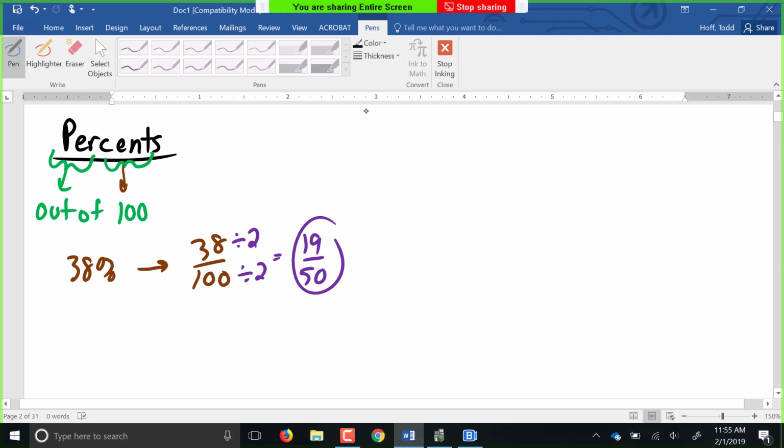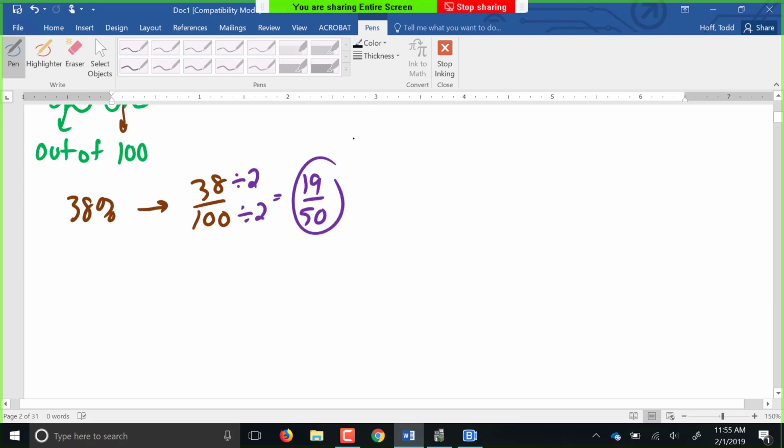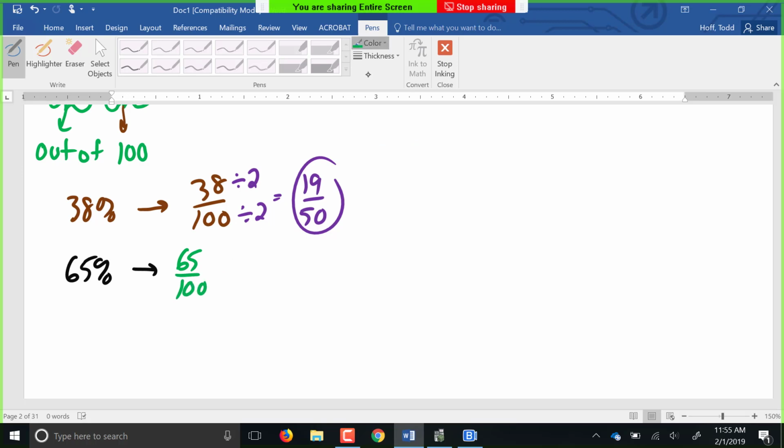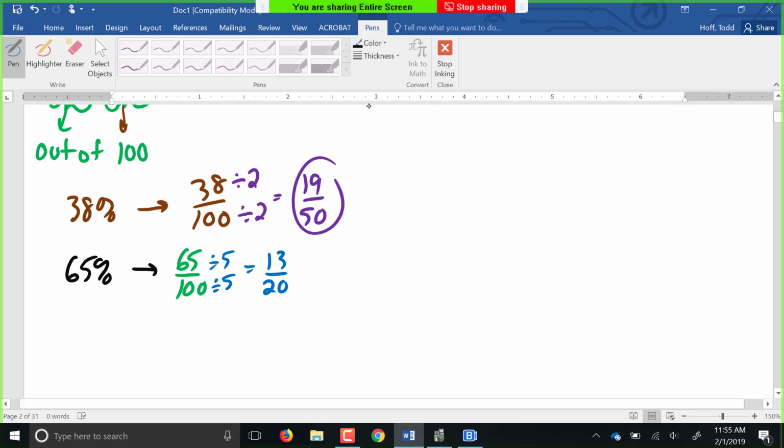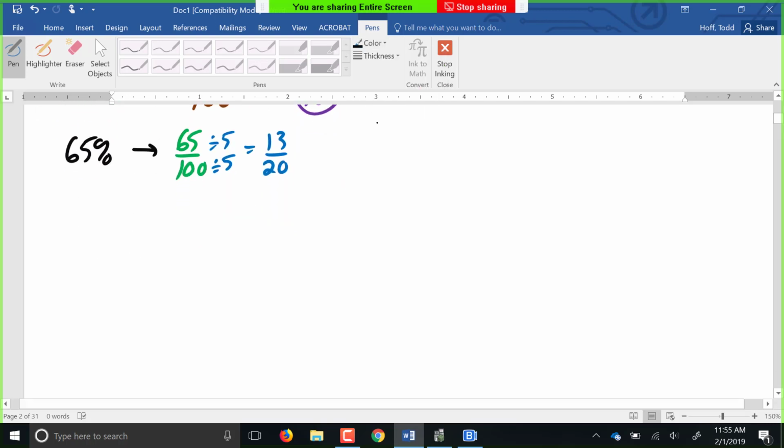Those simple percents, I trust that you guys can convert. Simple things like 65%, I trust that you can handle. That's going to become 65 over 100, and both of those can be reduced by dividing by 5, giving us 13/20. So we're not going to spend time converting problems like that. But we are going to spend time converting something like 81.25%, turning that into a fraction.